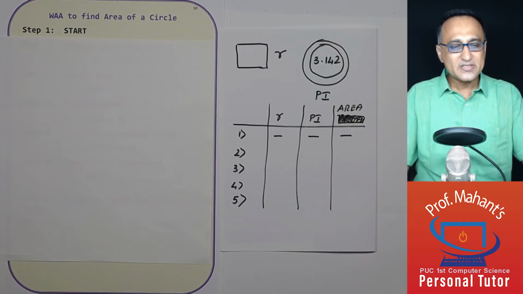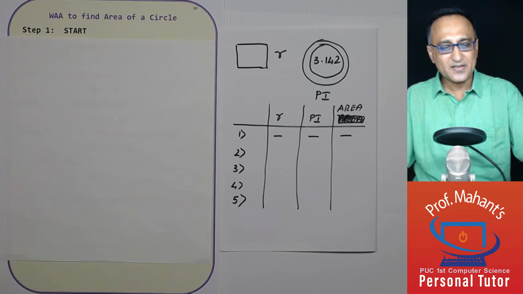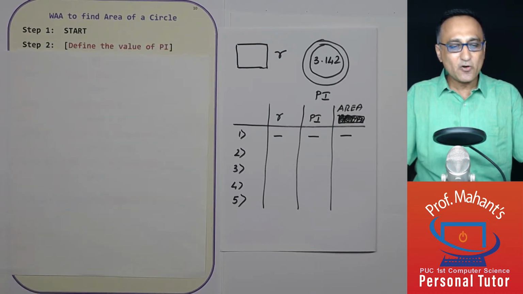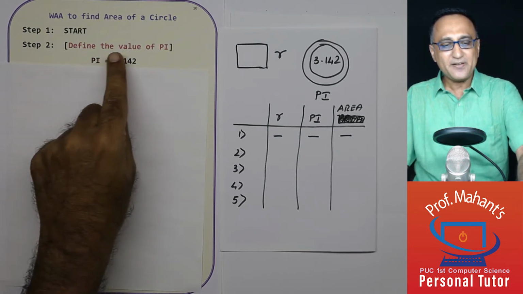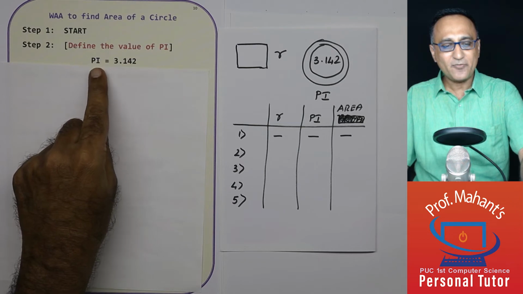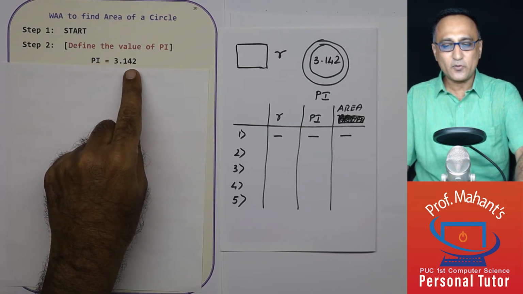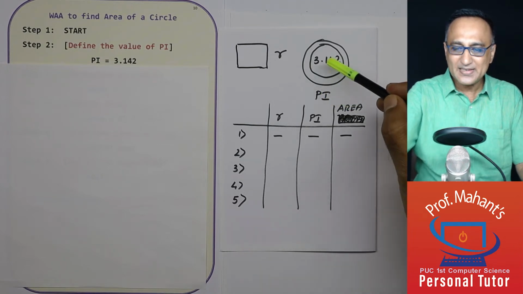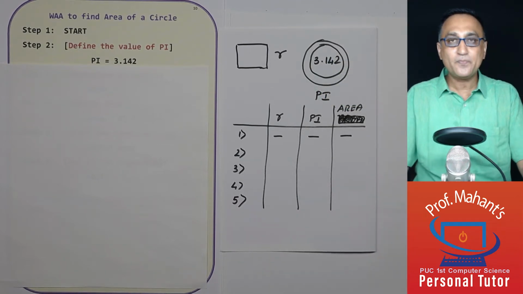Next, I am going to say step 1 start. And in step 2, I initialize or define the value of pi. So step 2, let me define the value of pi. The value of pi, I give it as 3.142. So in one fixed memory location, I am giving the value of pi as 3.142.